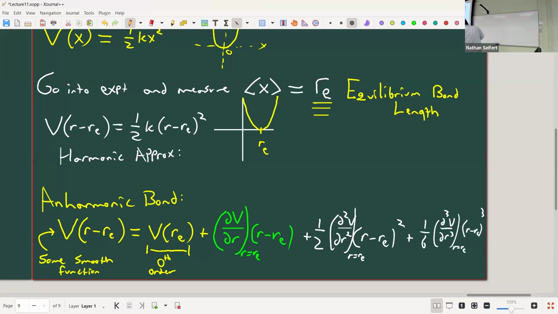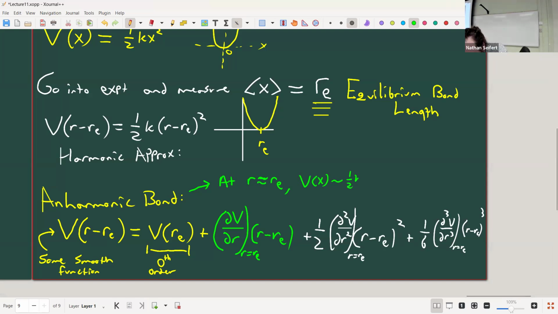All right, let's think a little bit about each of these terms. The idea with an anharmonic bond is that we want something that isn't harmonic. And the idea is that at distances around r sub e, so close by, the potential is harmonic.